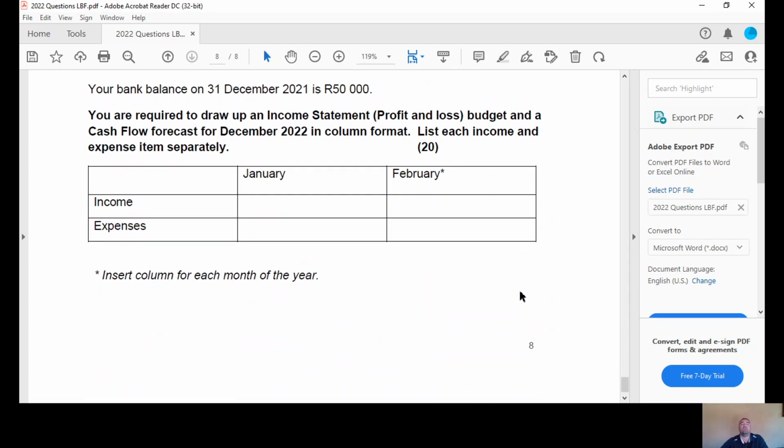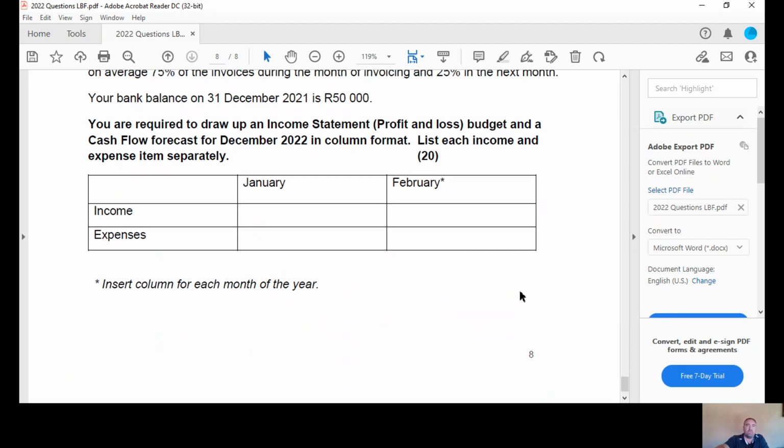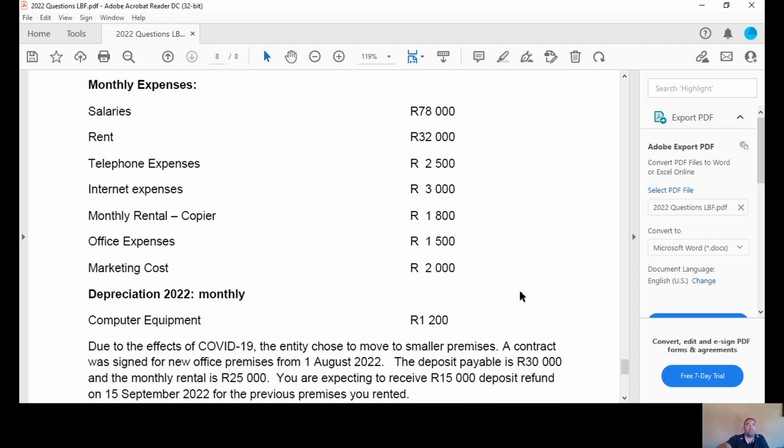Okay, so what do they want us to do? They want us to do an income statement, budget, and a cash flow forecast. So this would look exactly the same as the one that we did in the assignment for the December 2022 in column format. So here they put January, February. So there's going to be 12 columns. You need to have columns from January, February, March, April, May, June, all the way up to December. So you've got 12 columns that you've got to enter stuff into.